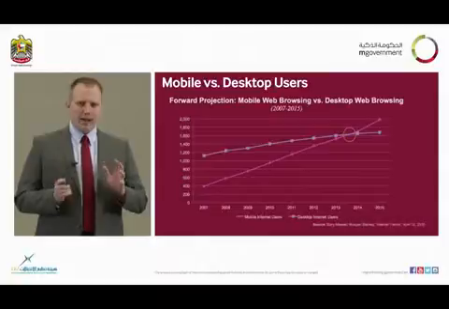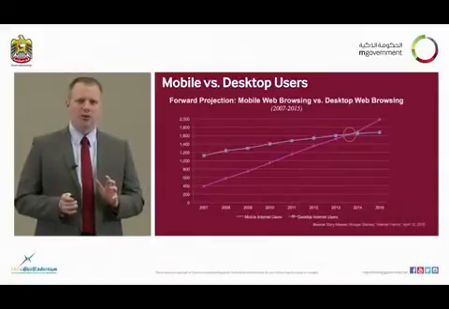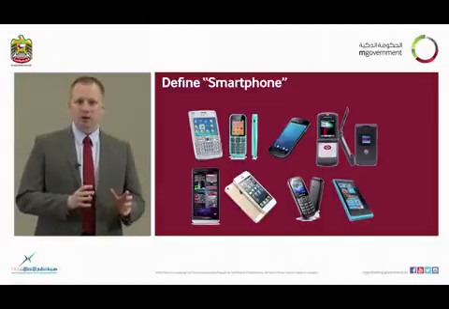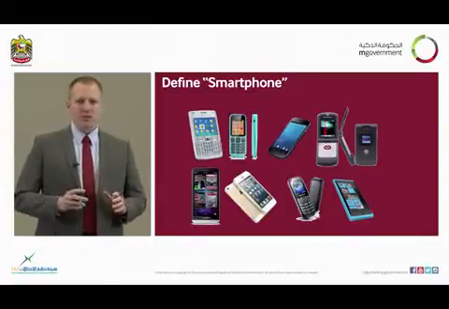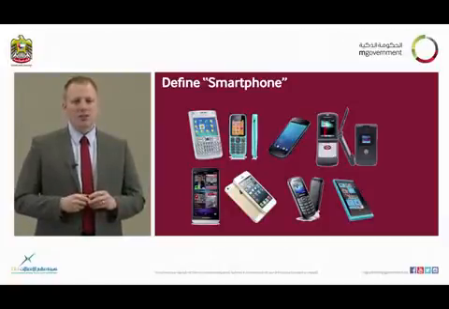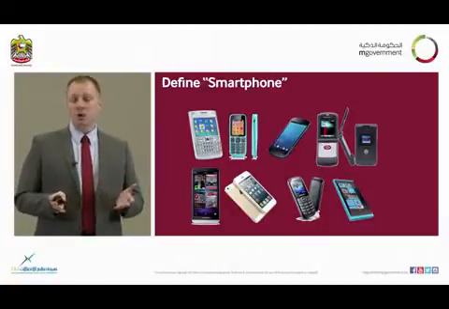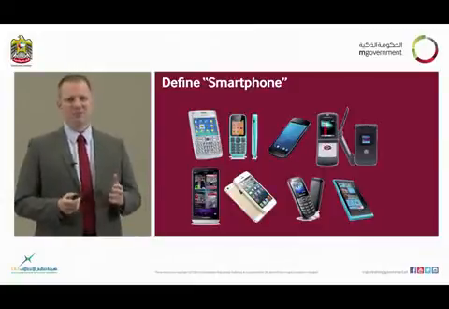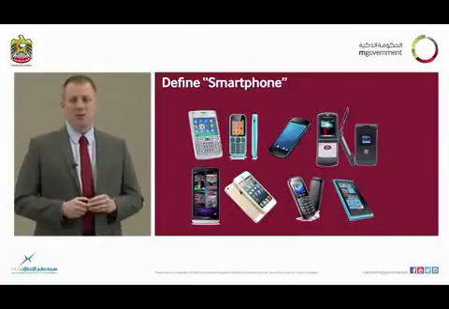So let's break down mobile devices further into two different categories. Let's look at smartphones and feature phones. What's the difference between the two? If you have a look at these devices, you'll see that some of them are very clearly not smartphones. You'll see a Motorola Razr on there. Not a smartphone.